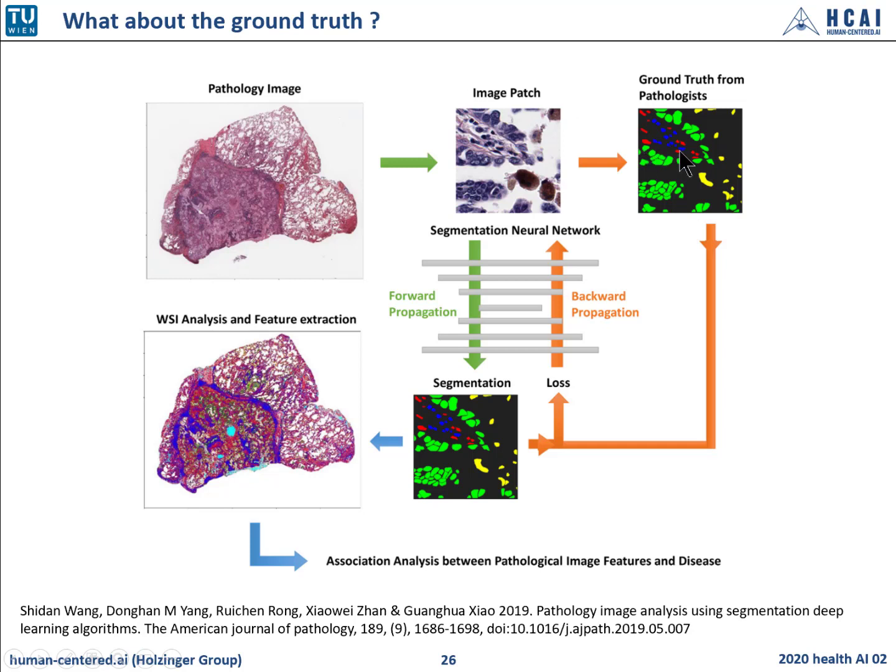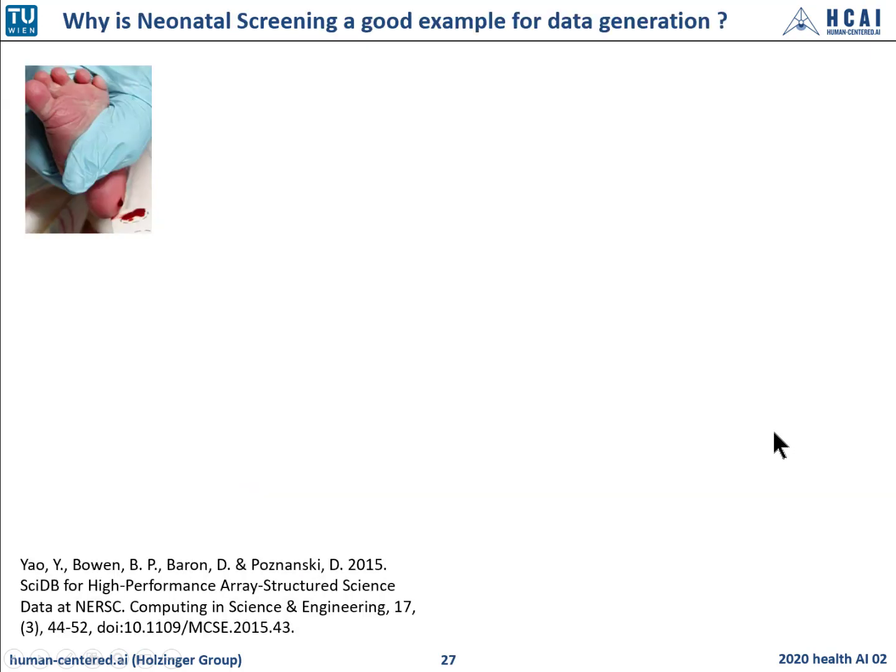So what about the ground truth? This is the main question. The ground truth is coming from the pathologist, you see. Therefore, this is of utmost importance, and this is a nice example of the difference between the data of the pathology image, then the information you produce for decision making, and you need the knowledge of the pathologist as a ground truth.